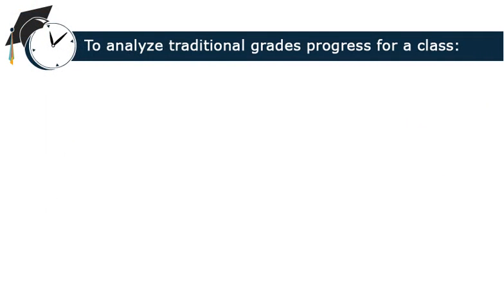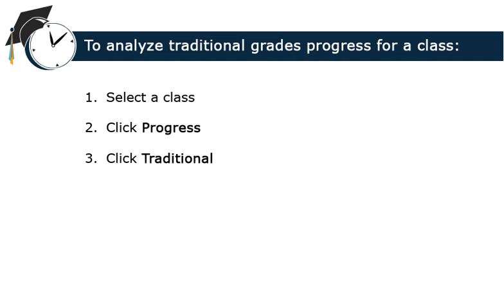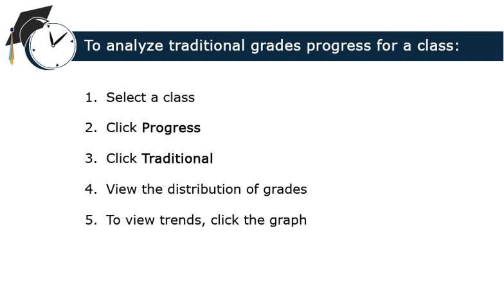Remember, to analyze Traditional Grades progress for a class, first select the class. Then click Progress and select Traditional. View the distribution of grades in the bar graph. To view grade and class trends between terms, click the graph.